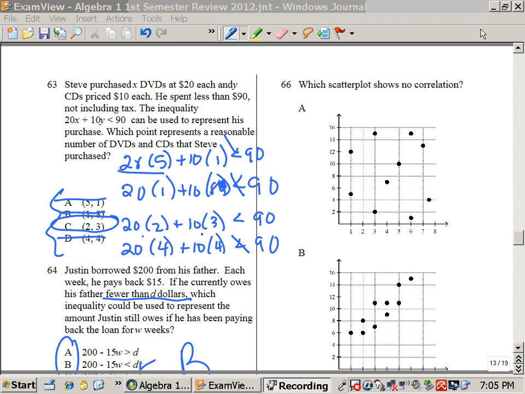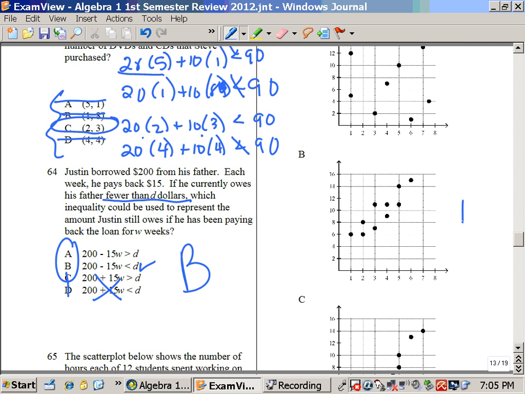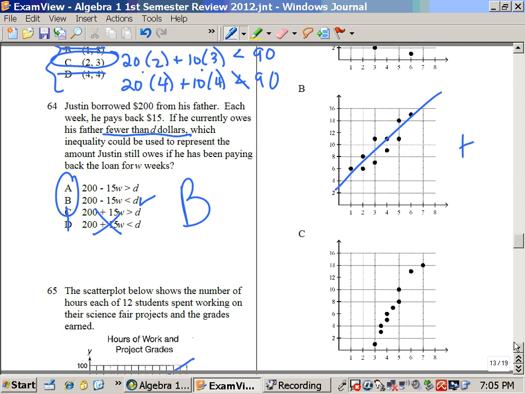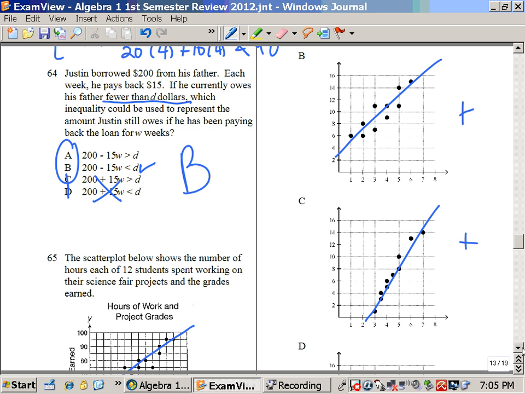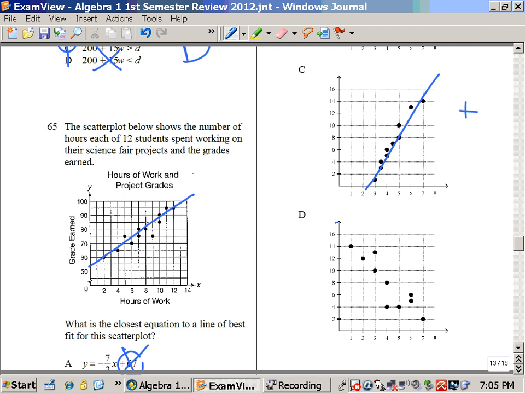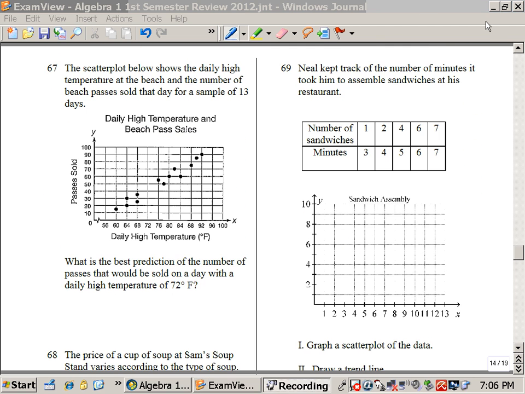Number 66, I need to show which scatter plot has no correlation. This one's very easy. A has no correlation. Just to remind you, looking at B, B would be a positive correlation because it's increasing from left to right. C also appears to be a positive correlation. And D is a negative correlation from left to right.